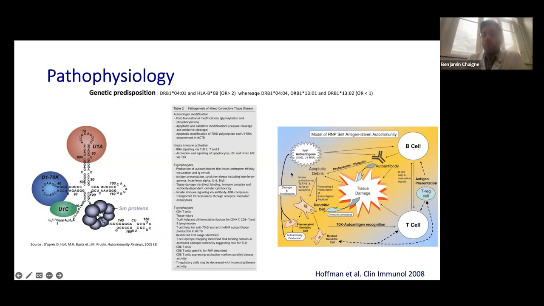What we can say about the disease is that, as in many autoimmune diseases, you do have autoantigen modification as a hypothesis, innate immune activation with TLR activation, B lymphocyte activation as stated, and T lymphocyte activation. On the right part of the slide, you have a representation of how tissue damage is made in MCTD in a paper by Hoffman et al. in 2008 that you can easily find.